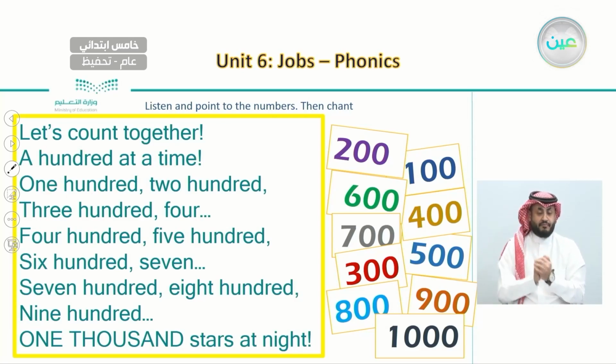100, 200, 300, 400, 500, 600, 700, 800, 900, 1,000 stars at night.